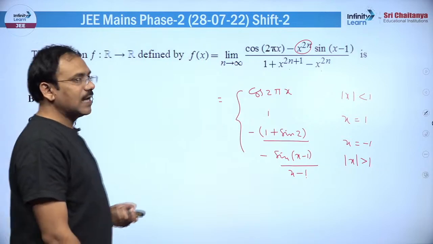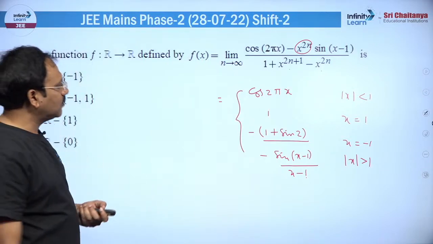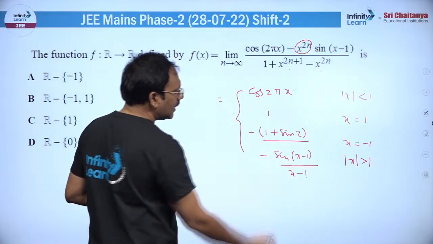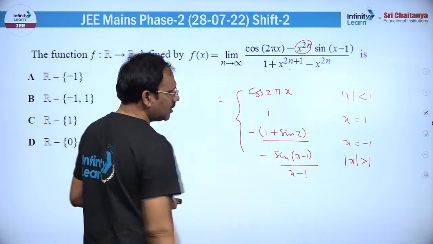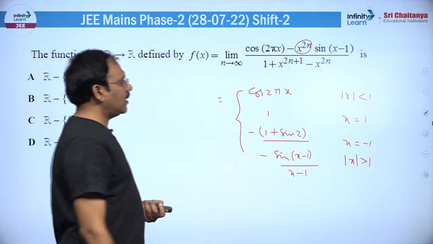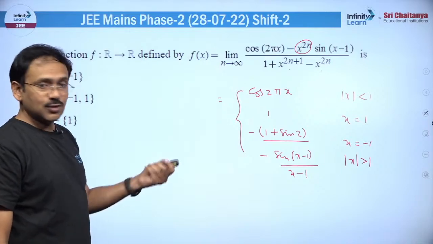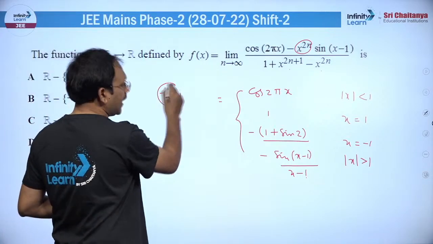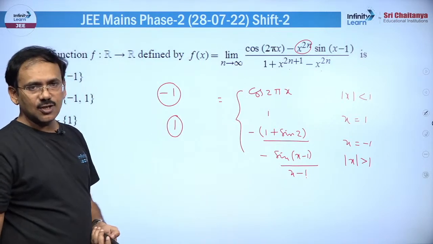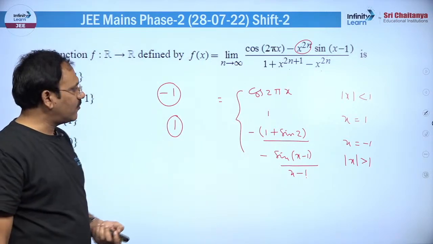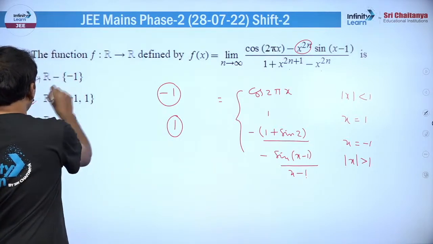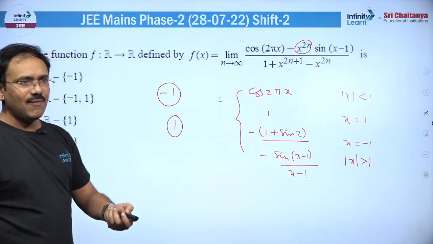So my dear friends, at 1 and minus 1 you can observe that this is a discontinuous function. Right side of 1 the limit is going to be minus 1, left side of 1 cos 2 pi is cos 0 which is 1. So at minus 1 as well as at 1 you can observe it is discontinuous, because the left hand limit is different from the right hand limit, and hence my dear friends except minus 1 and 1 it is continuous everywhere.